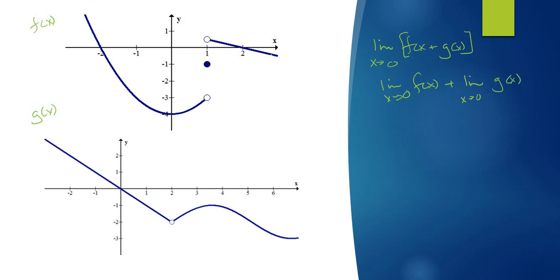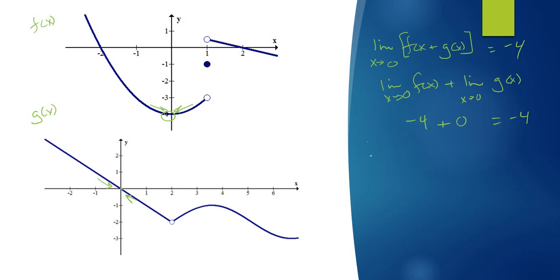So see if you can figure out what the limit is for f of x, the top graph, as we approach 0. So hopefully you saw that as I came towards 0 from either side, I was approaching -4. And then on this graph, as I approach 0 from both sides, I approach 0. So -4 plus 0 equals -4.